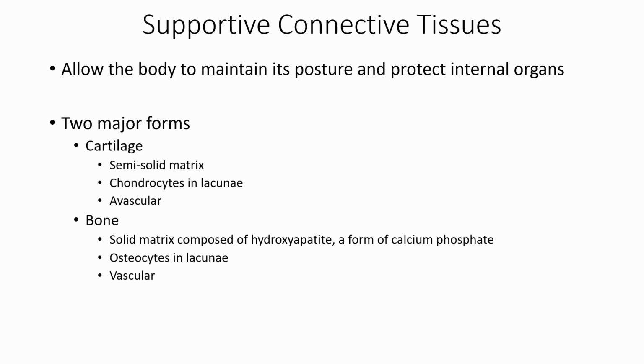They're going to have a semi-solid matrix, so like a gel-like matrix. They have chondrocytes, or chondro, we think cartilage, cyte, think cell. The chondrocytes are going to live in what's called a lacunae, which is like a little chamber. And then it's avascular, meaning we don't have blood vessels running through it. And so the cartilage can be difficult to heal if it gets injured because of that, because we don't have blood flow directly flowing to that cartilage.